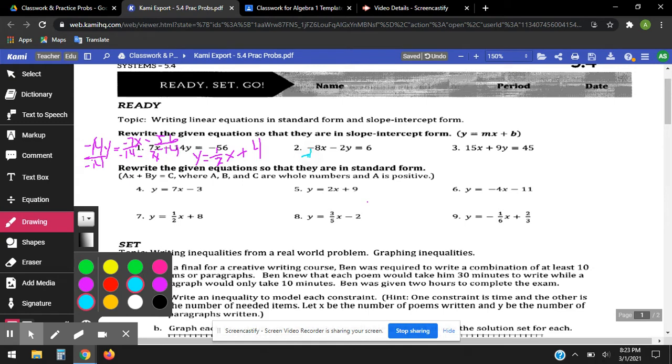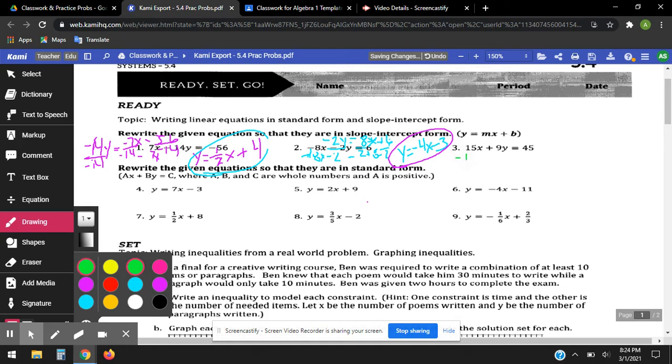So I'm going to add 8x to both sides. And so then I end up with negative 2y equals 8 plus 8x plus 6. And then I divide everything by a negative 2. So then I end up with y equals, positive 8 divided by negative 2 is a negative 4x. 6 divided by a negative 2 is a minus 3. So I'm going to circle these in different colors so that I can see them better. So the answers.